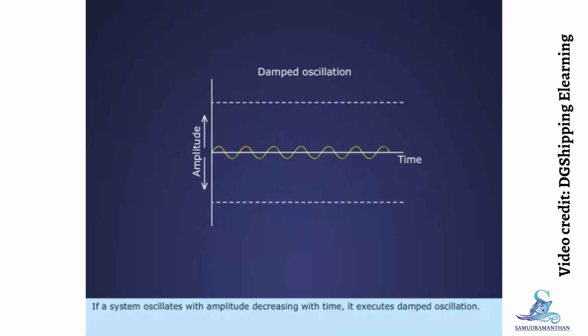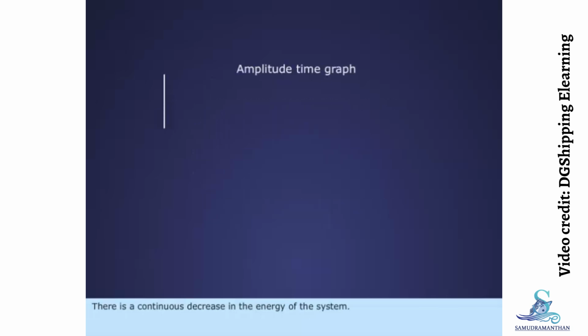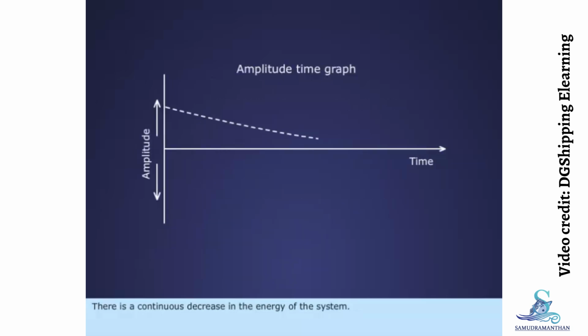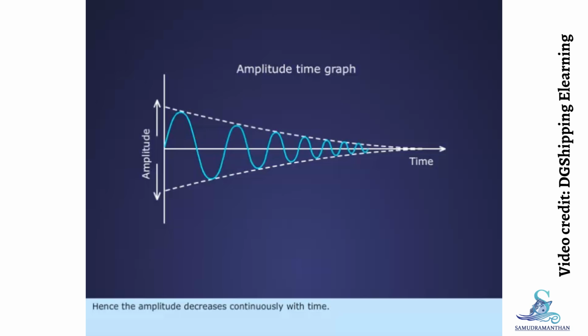If a system oscillates with amplitude decreasing with time, it executes damped oscillation. In this case, dissipative forces act on the system. There is a continuous decrease in the energy of the system. Hence, the amplitude decreases continuously with time.